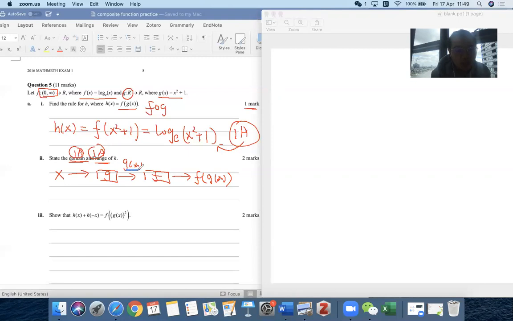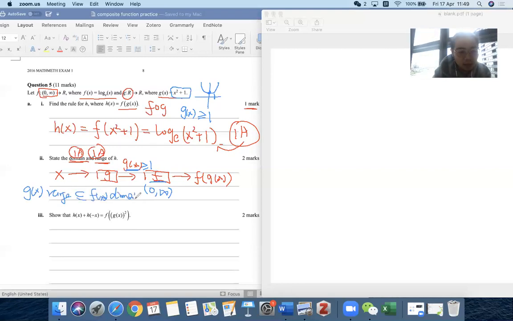Okay, so let's look at it. We know the g(x) range must be inside the f domain. The f domain is 0 to infinity, and for the g(x) range, let's look at this one, x squared plus 1. The graph looks like this. So the range of g(x) is greater than or equal to 1, right? Which means the g(x) range is a subset of the f(x) domain. And what do we have over here? It means all the x values we can take. So the domain for our f(g(x)) right over here is R.